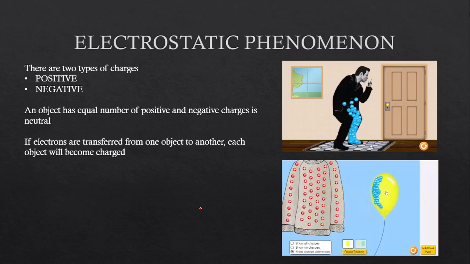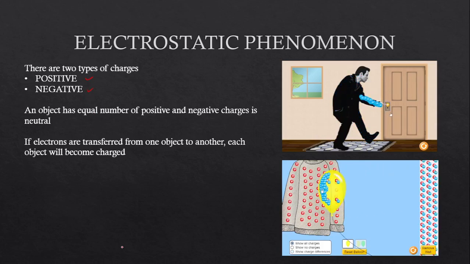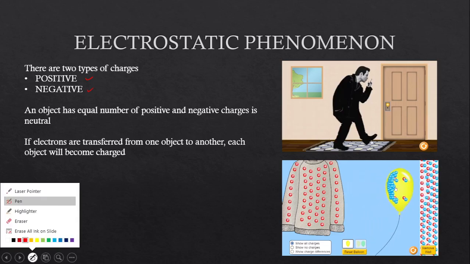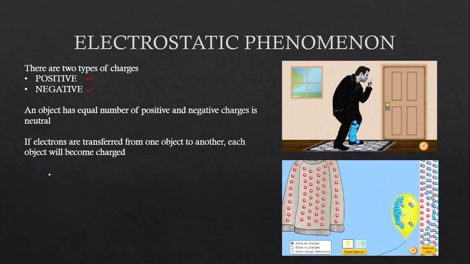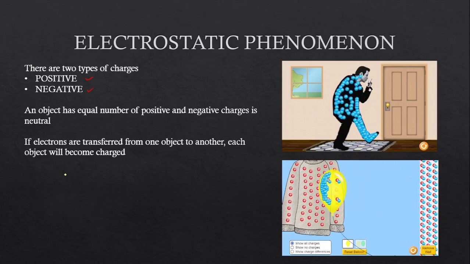There are two types of charges available in nature. One is positive charge, and the other one is called negative charge. Most objects are neutral in nature. They all contain equal numbers of positive and negative charges, but you can induce charges because of conduction.